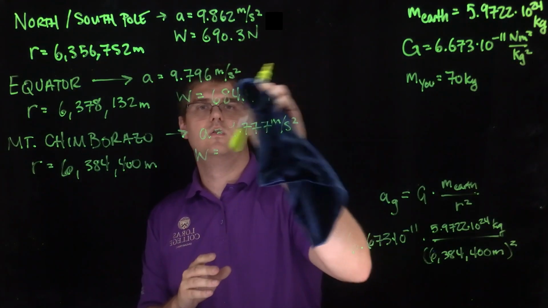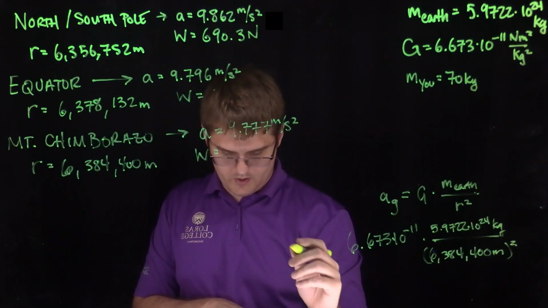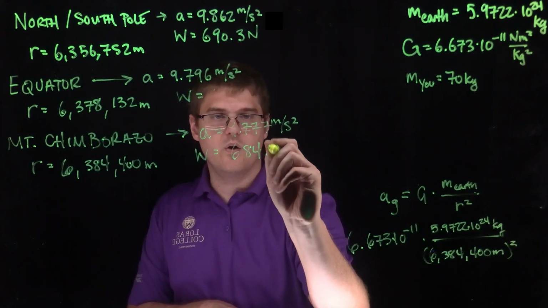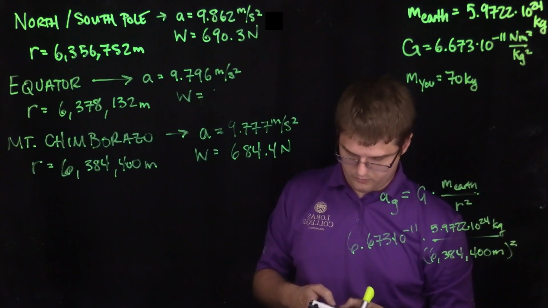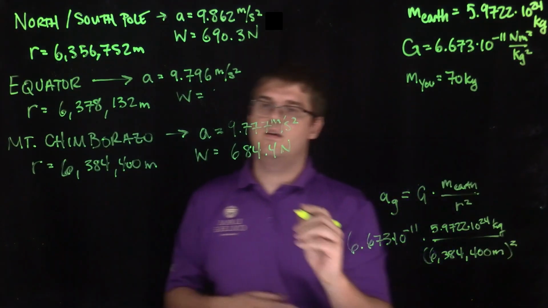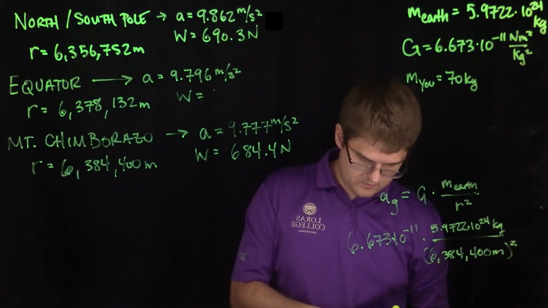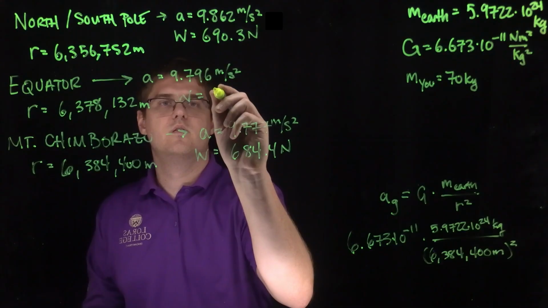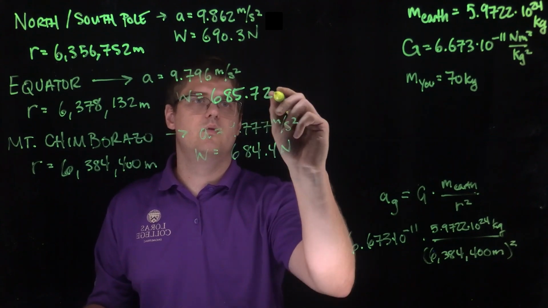Apologies. This guy is going to be 684.4 newtons. The other one, I didn't actually ask you for, 9.796 times 70, is 685.72 newtons.